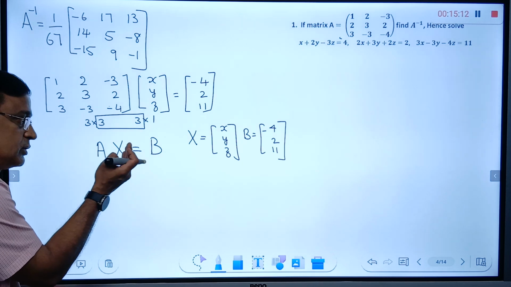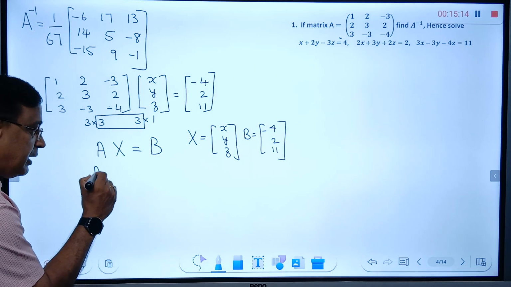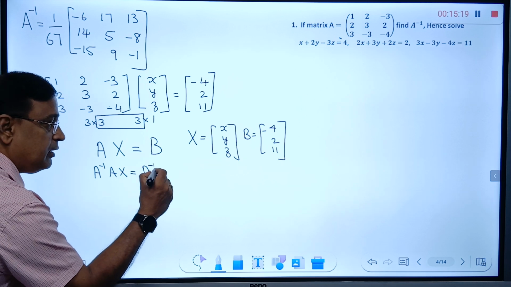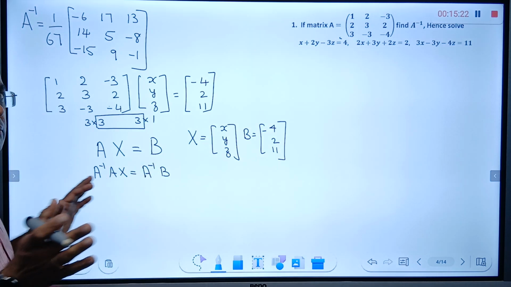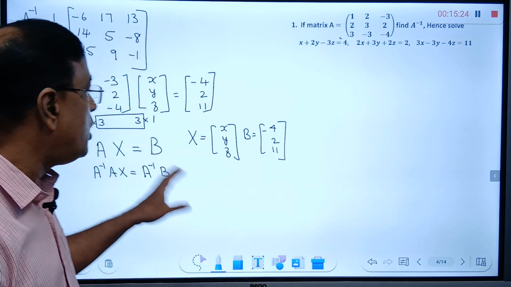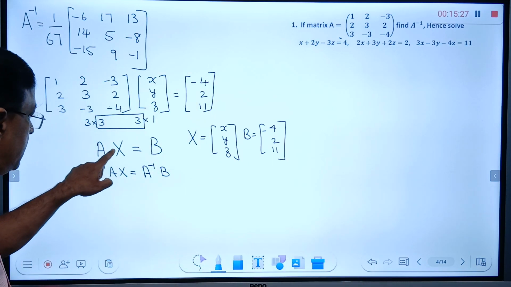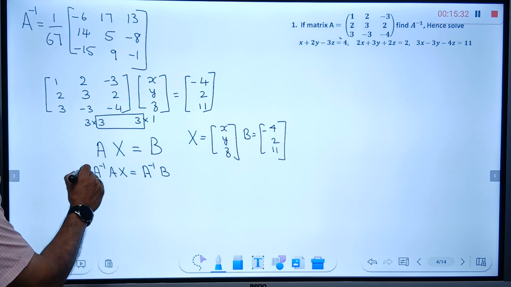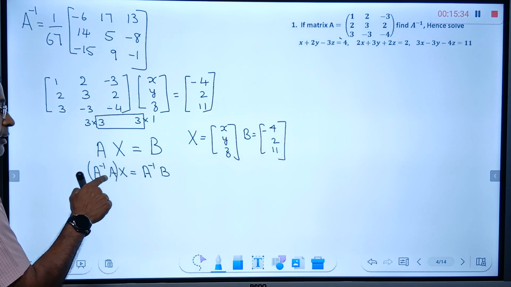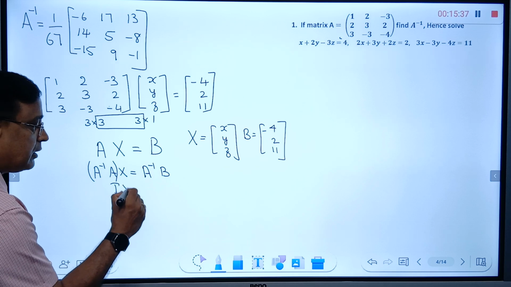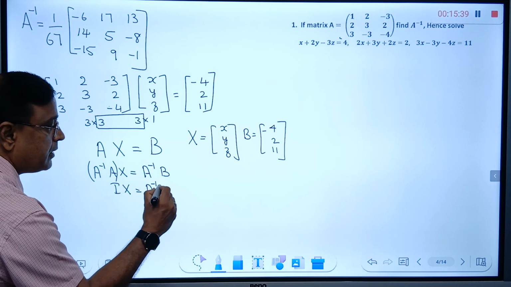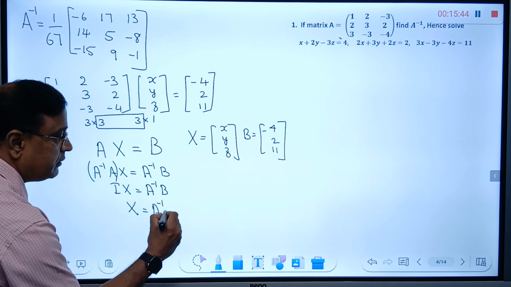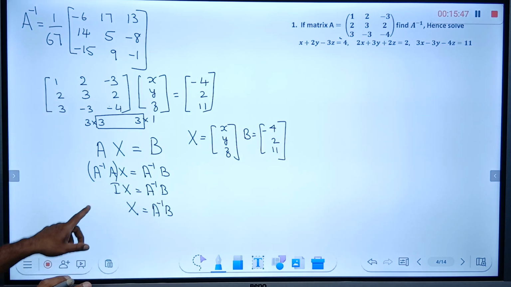Correct? So now I want to find this X. If you see, A is to the left side of X, so I will pre-multiply by A inverse. You cannot post-multiply. You know, matrix multiplication is not commutative, so you can't write wherever you want. Since A is to the left side of X, the A inverse should be taken on the left side, so it's pre-multiplication. Now I'm using the associative property. A inverse A is I. Now what is I into X? It is X. A inverse into B. Everything is finished. Now I want to multiply.